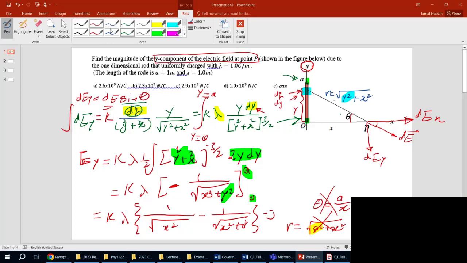So if you plug the numbers in, you will see that this one is the correct one. I hope my solution is clear, and it's very important to think about these common mistakes.